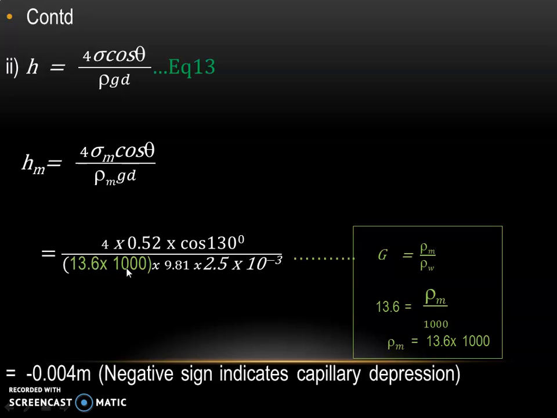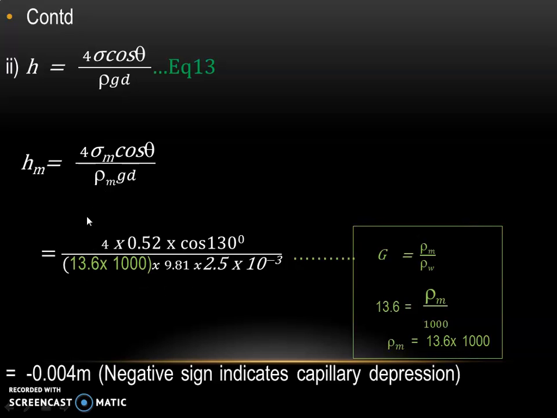We are not given the value of density of mercury, so for that we can use the equation specific gravity is equal to density of mercury divided by density of water. Specific gravity is equal to density of fluid divided by density of standard fluid. Here fluid under consideration is mercury, so we write it as rho m divided by density of water, which is standard liquid. Specific gravity of mercury is known, which is equal to 13.6. Rho m is written as it is and density of water is 1000. So we get rho m as 13.6 into 1000.